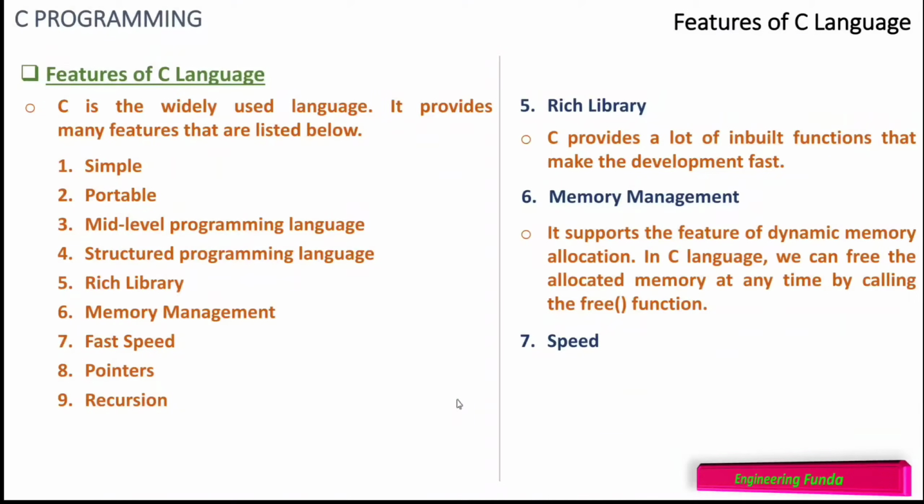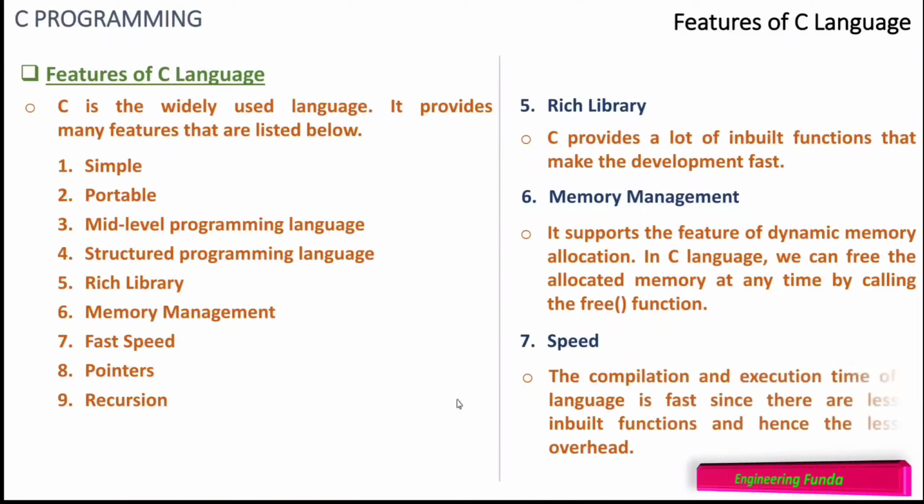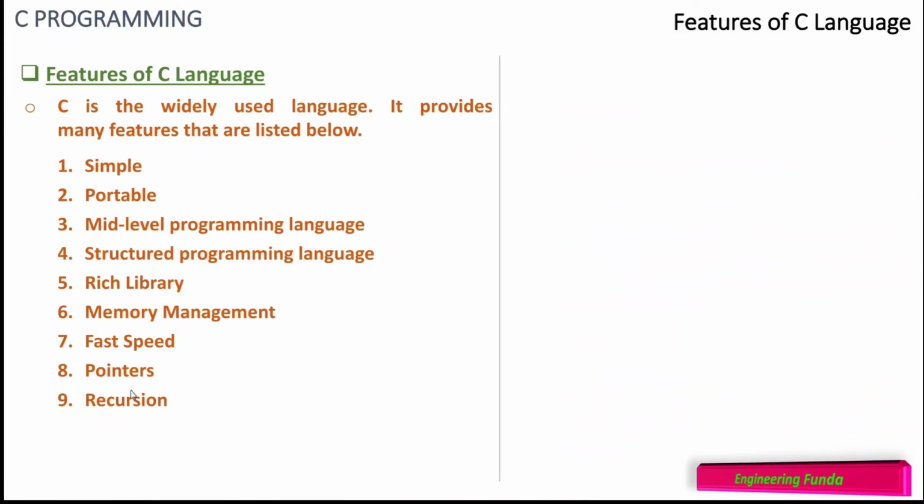The seventh feature says that it has fast speed. The compilation and execution of C language is fast, since there are fewer inbuilt functions and hence less overhead. We are incorporating only those functions which are needed into the program. Hence we are not keeping everything in memory, and we keep memory as small as possible. Hence it is very fast in execution.